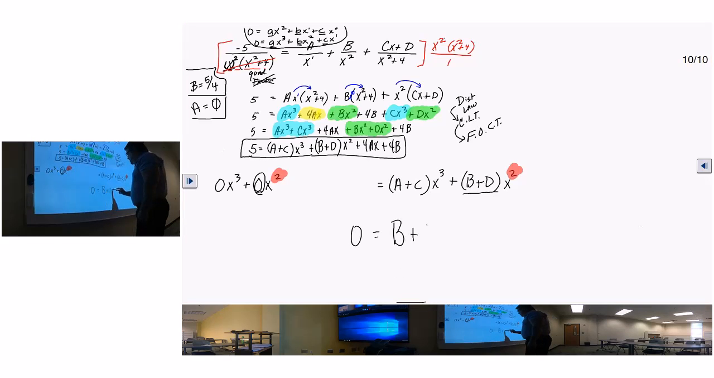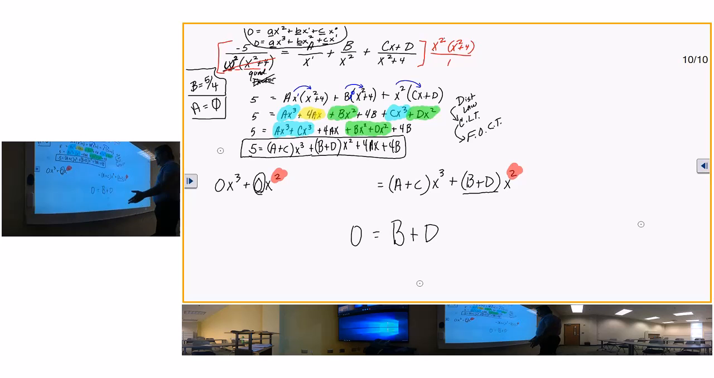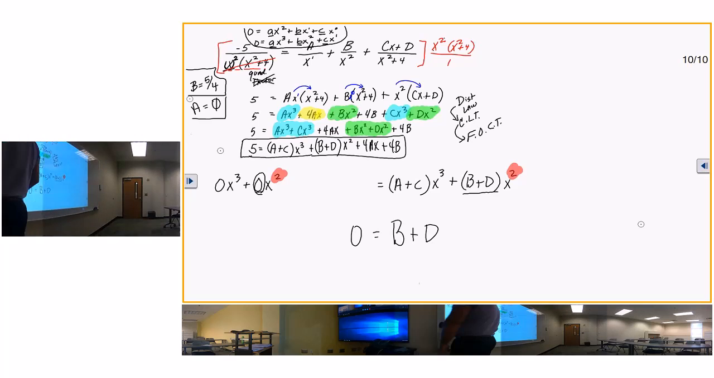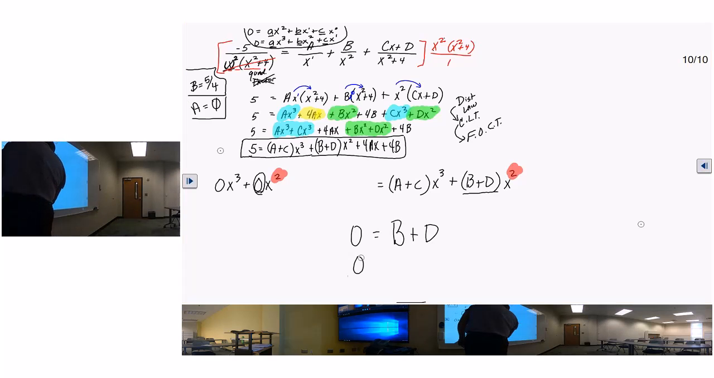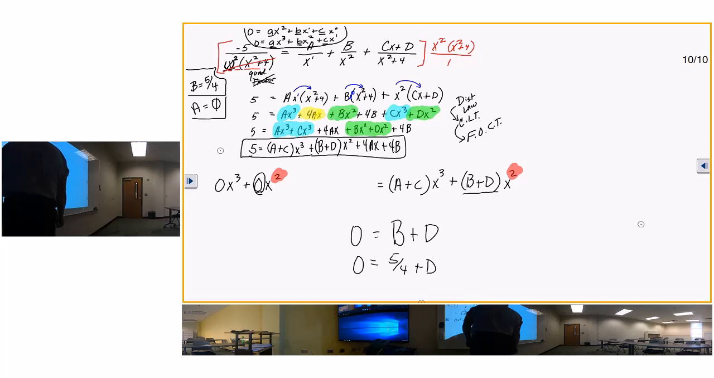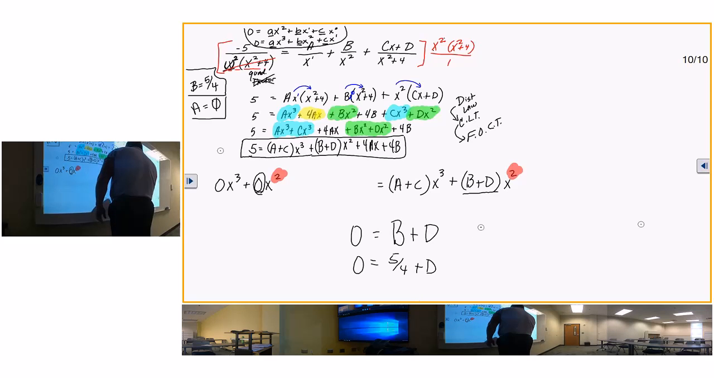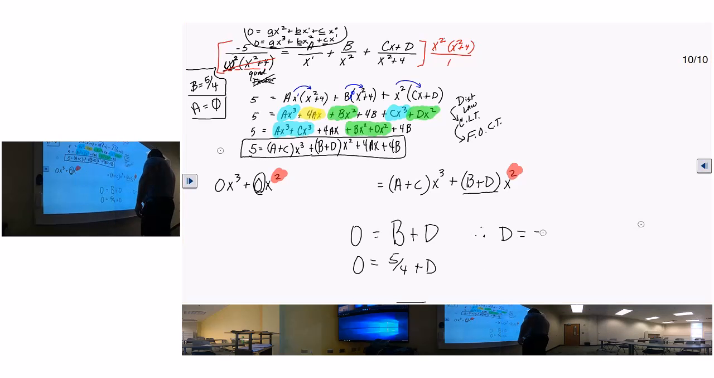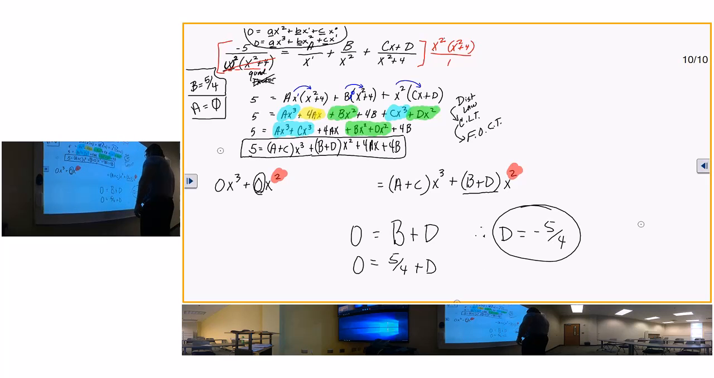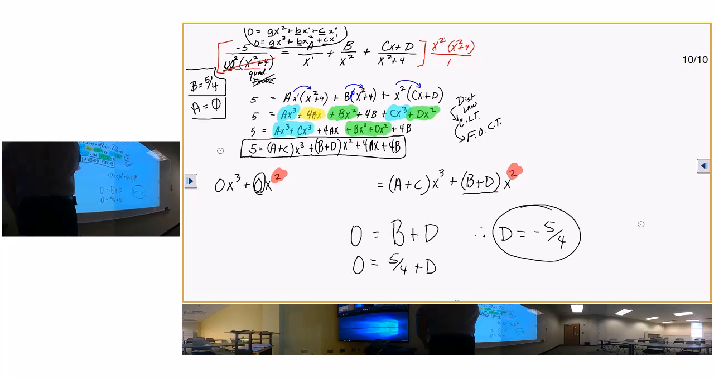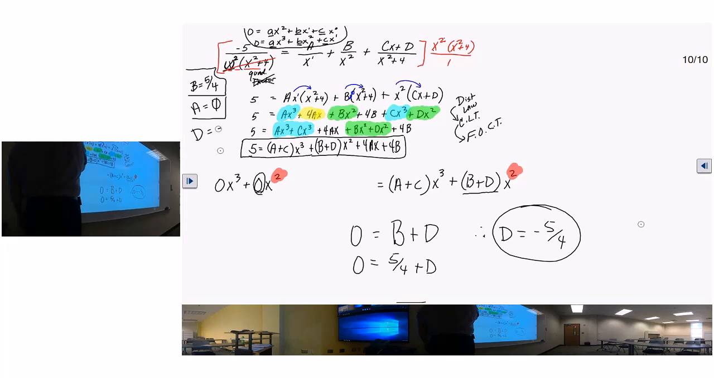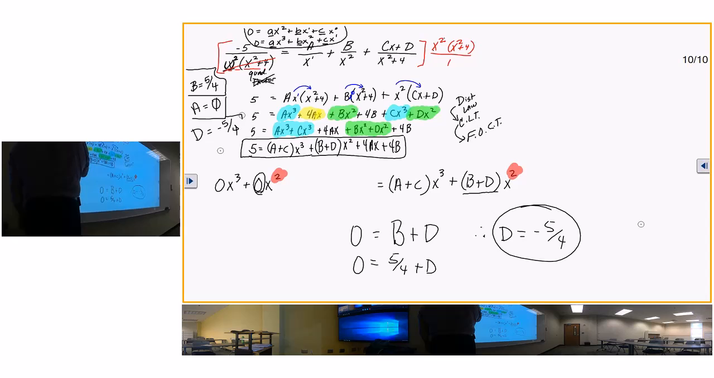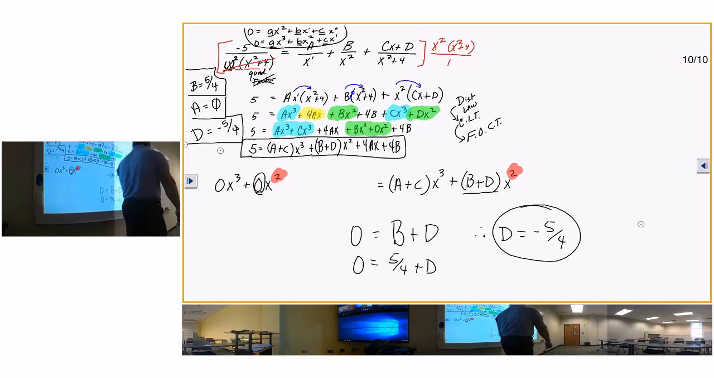Well, Hubert, how are we going to solve that? That's two unknowns, one equation. Well, what do we have for b? 5/4. So 0 is equal to 5/4 plus d. Therefore, d is equal to negative 5/4. Put that up here. D is equal to negative 5/4. And erase that.